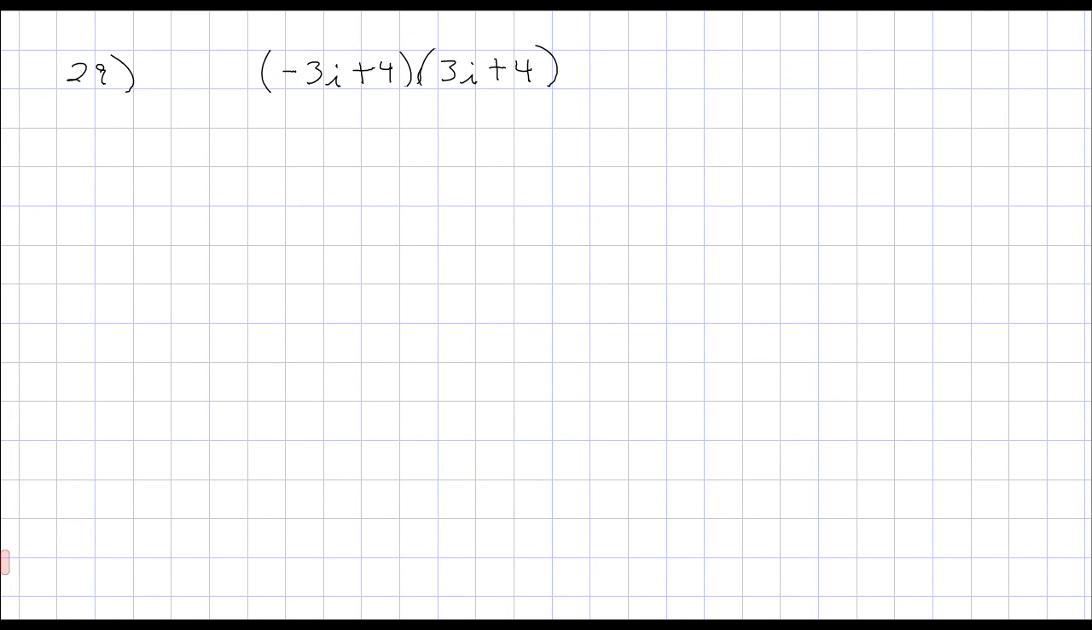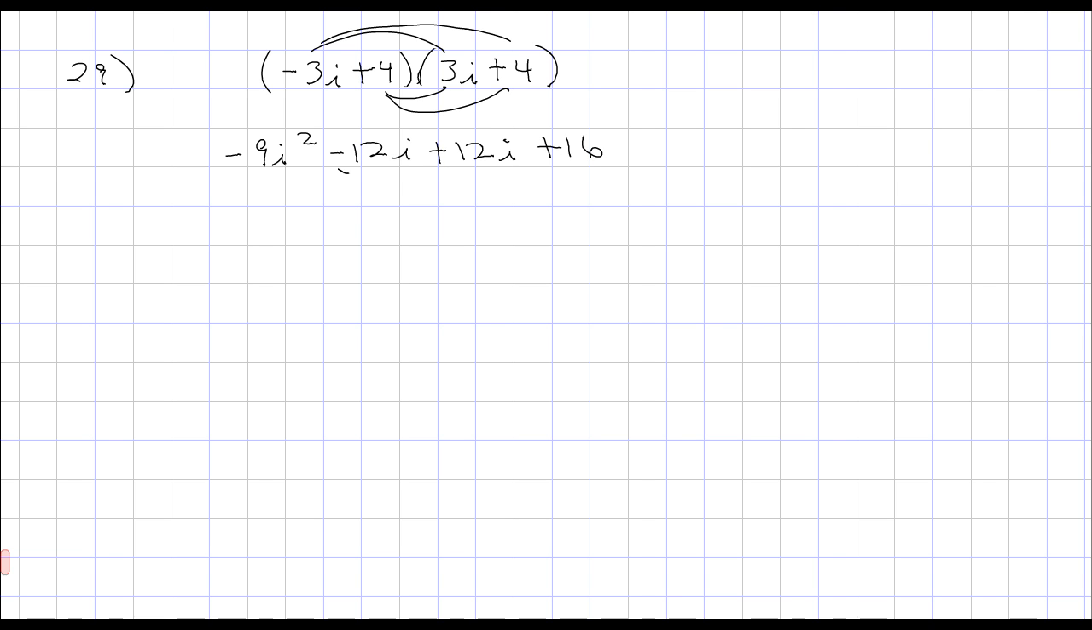Number 29 is just looking for the product of negative 3i plus 4 times 3i plus 4. And I can just FOIL this. So let's see, negative 9i squared minus 12i, and then distribute the 4, so plus 12i plus 16. The negative 12i plus 12i will cancel, so negative 9i squared plus 16.